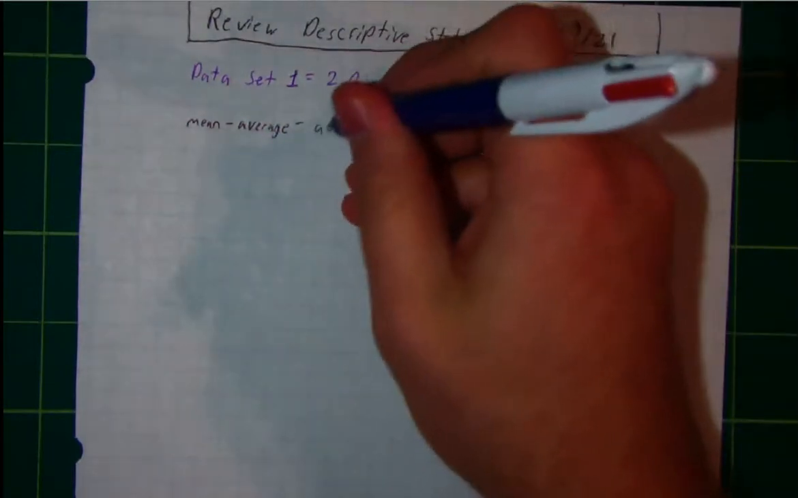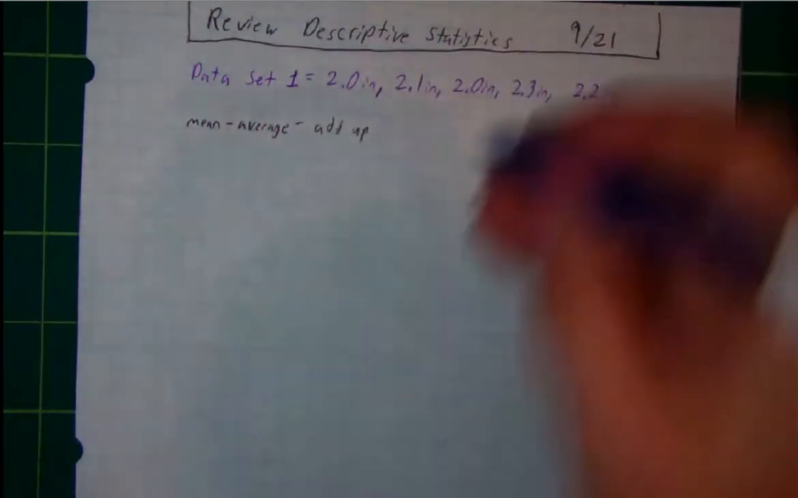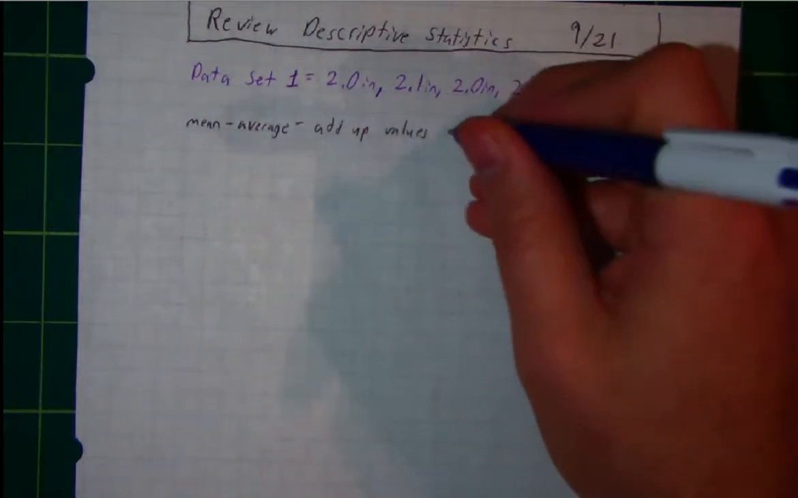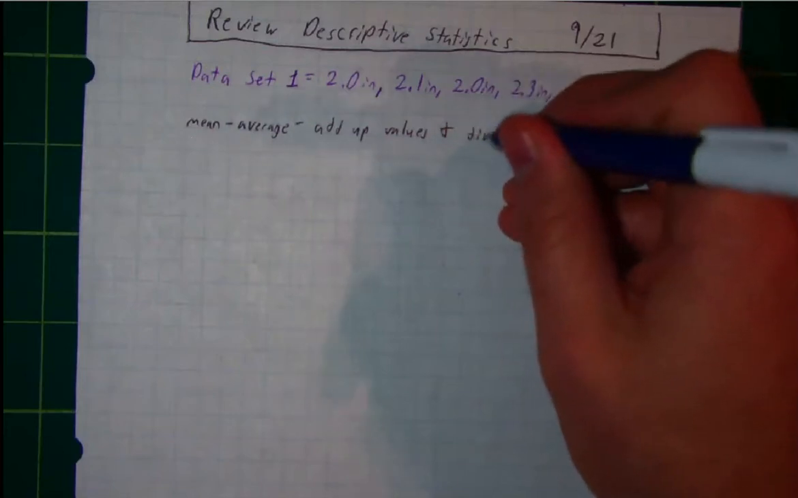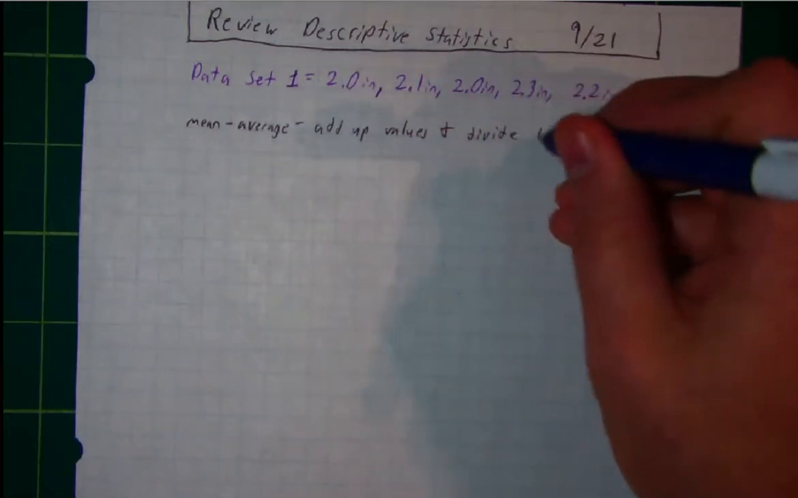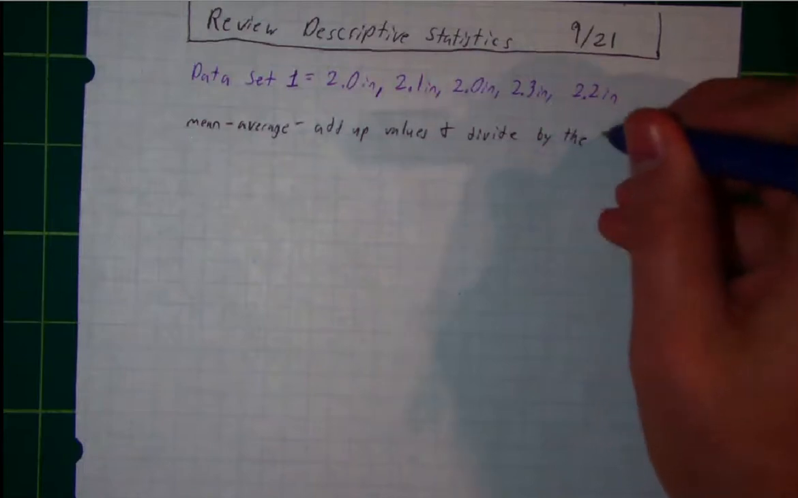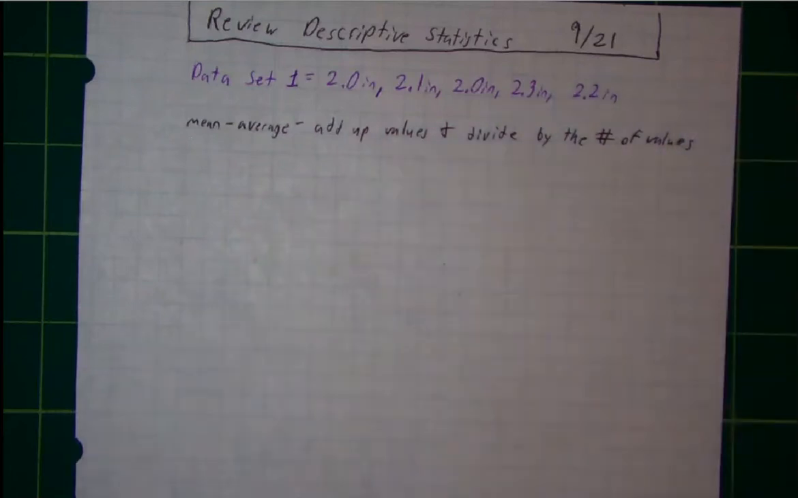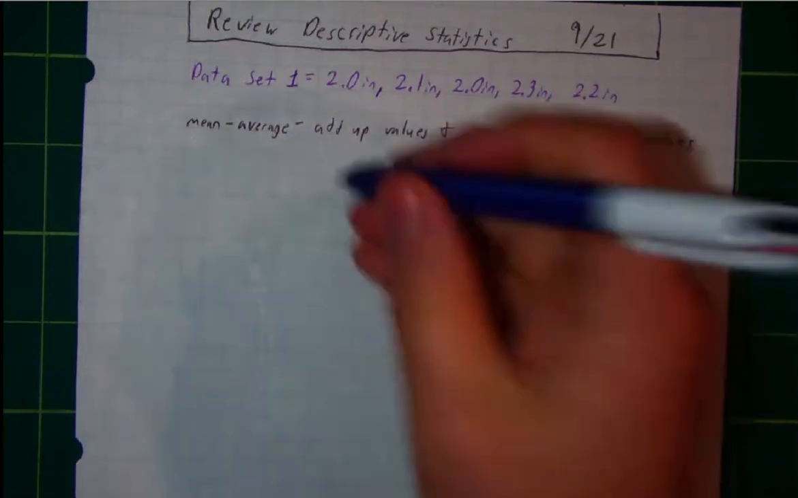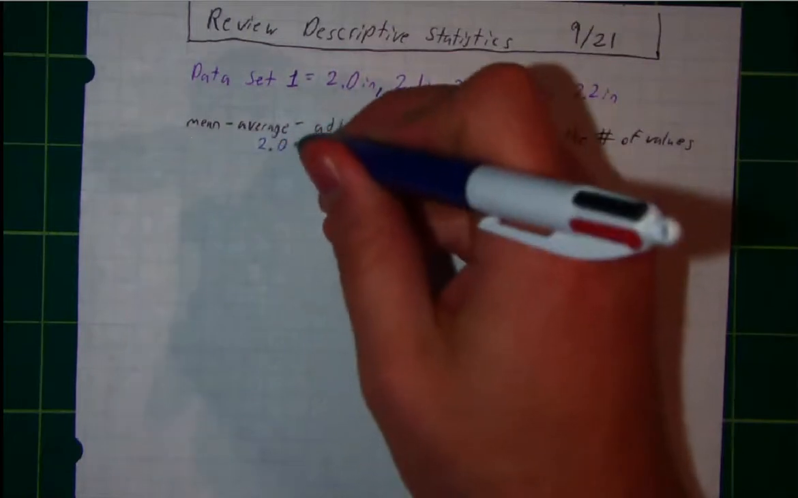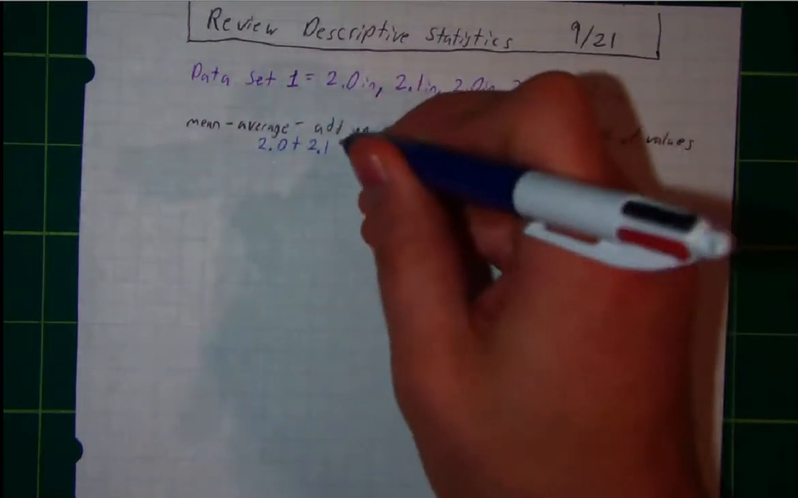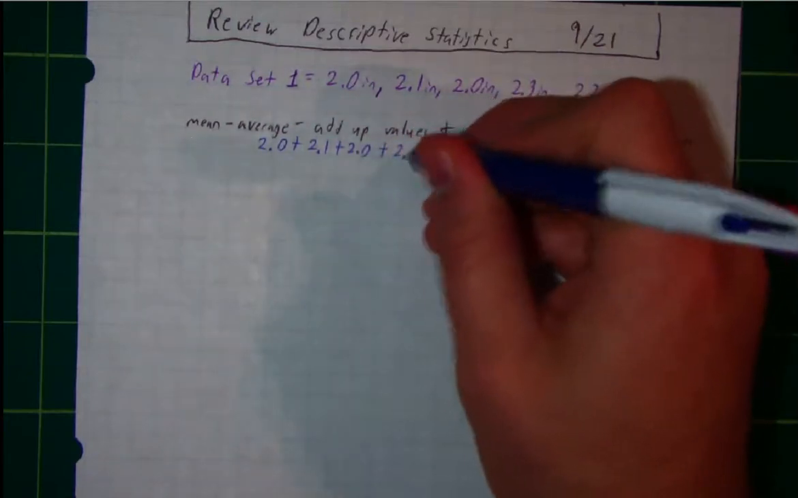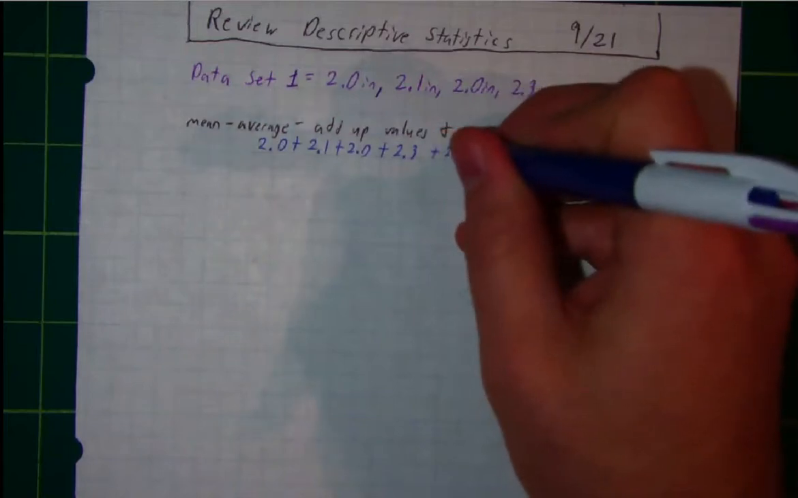Well, we add up all the values and we divide by the number of values. And so what are all these added up? We could say, well, it's 2.0 plus 2.1 plus 2.0 plus 2.3 plus 2.2.